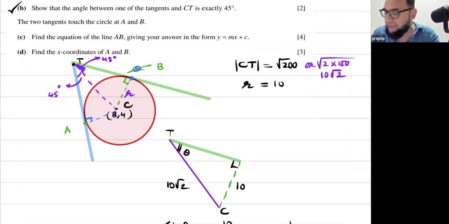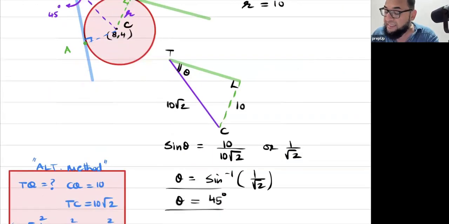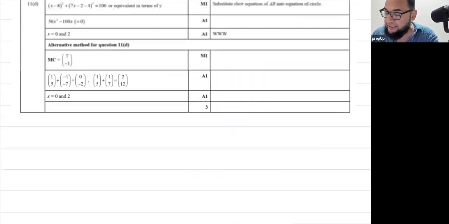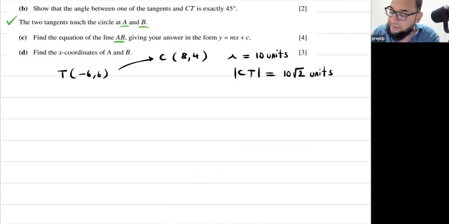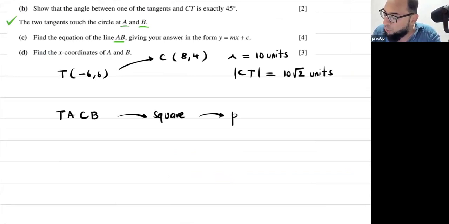Now remember, this length and this length are equal. This length and this length are equal. This whole angle is 90. This is 90. This is 90. What does it become? It becomes a square. So basically TACB is a square. So first thing, we need to write this down. TACB becomes a square. It's a parallelogram.